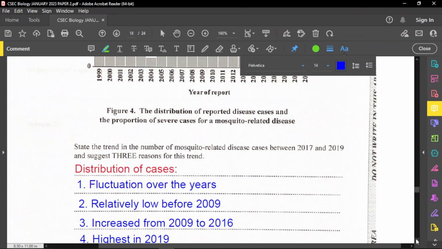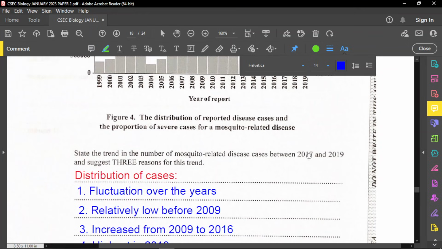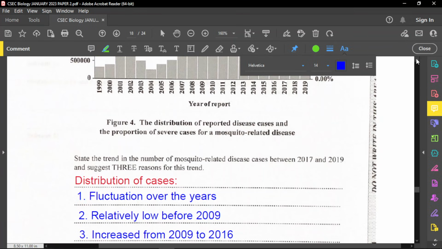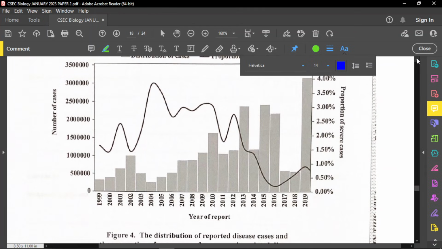Here it says, state the trend in the number of mosquito-related disease cases between 2017 and 2019, and suggest 3 reasons for this. I think I've answered this question generally rather than specifying the years. I just realized that they give specific years right here. This is a result of moving too fast. So between 2017 and 2019, let me just use the graph to talk about what is happening.